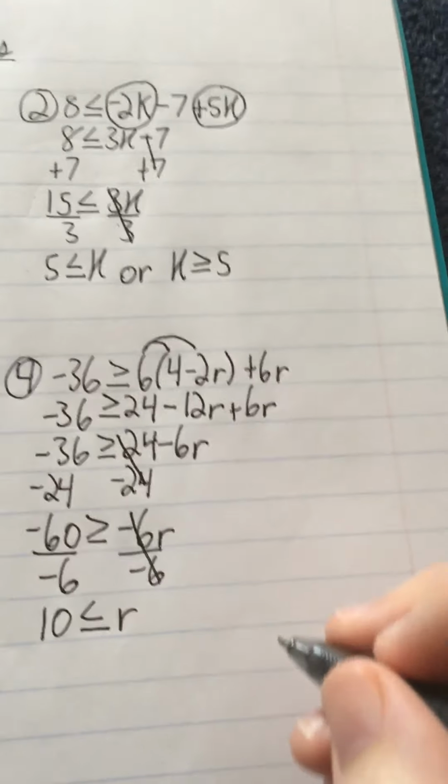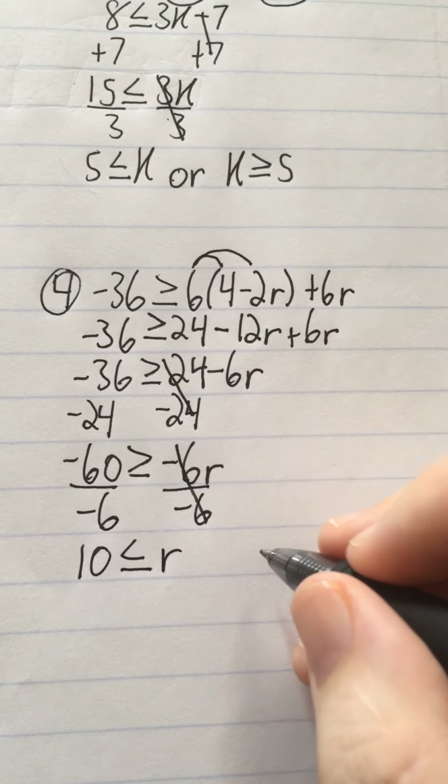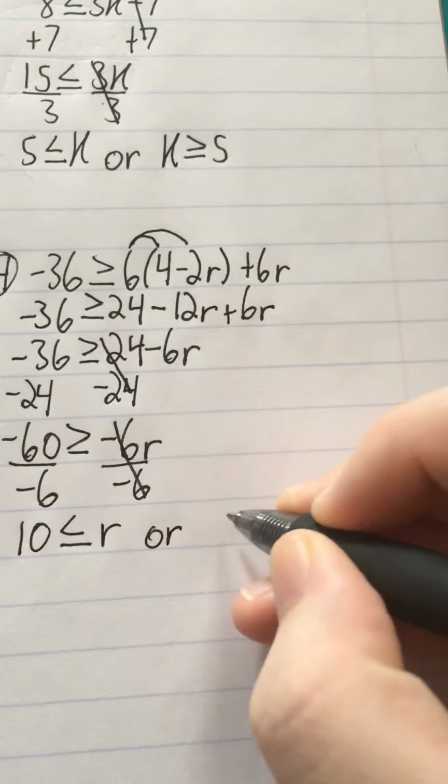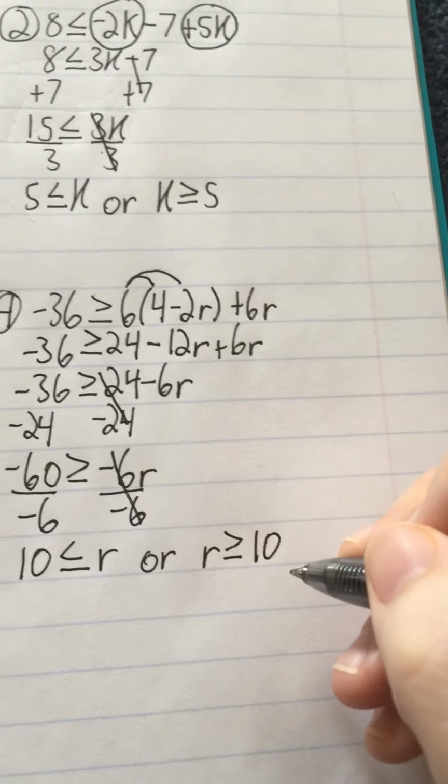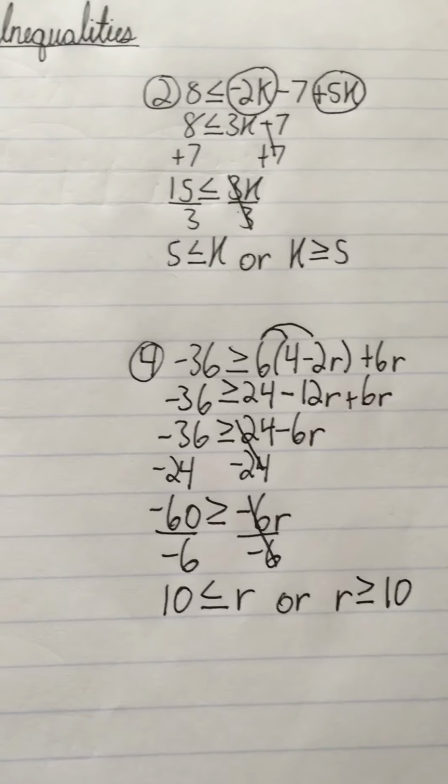And we're left with 10 is less than or equal to r, or r is greater than or equal to 10. And that's it for today.